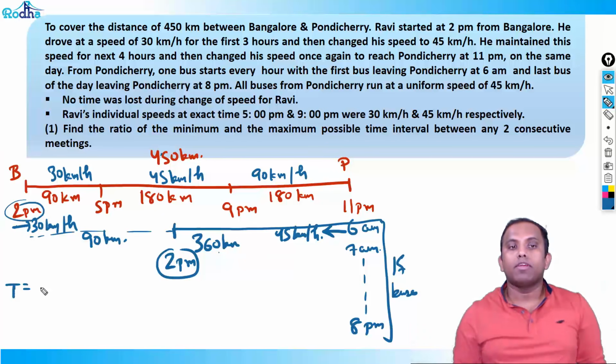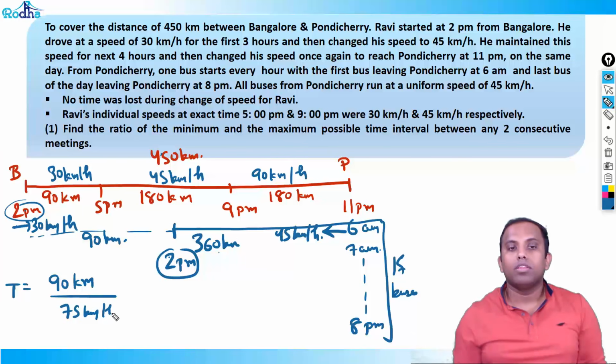So time is distance by speed. So 90 kilometers is the distance, divided by the speed. Speeds add up: 30 is Ravi's car, 45 is the bus, so 75. That is 1 hour 12 minutes. Okay. And what is the next time?